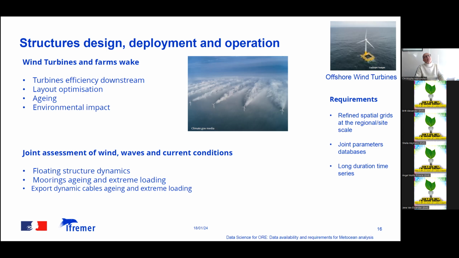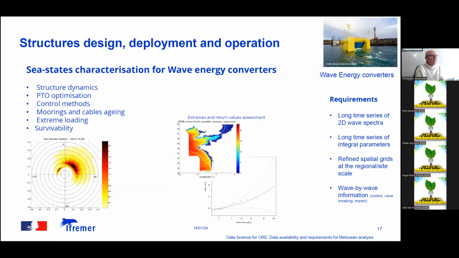So for all this at the farm level as well, we need refined spatial grids for the modeling or for the information that we get at the regional or at the site scale. We need also to have access to joint parameter databases, joining wind, waves, and current parameters. And since we are building statistics to assess the extremes as well, we will also need long duration time series.